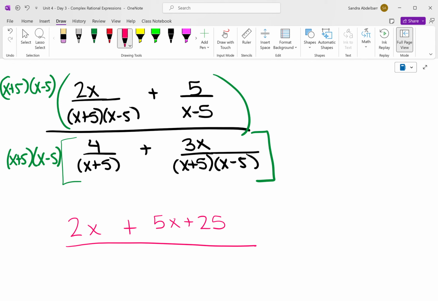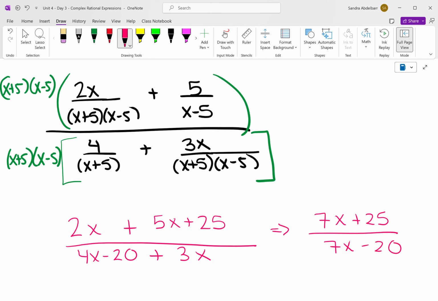Okay, great. In our denominator, the quantity x plus 5 cancels for the first fraction, so then we're going to have 4x minus 20. And in the second fraction, the whole denominator cancels out, so we're just left with 3x. We combine our like terms, and we're going to have 7x plus 25 over 7x minus 20. Can I cancel out those 7x's? No. Good. Is there anything else I can do? No, so we stop here.